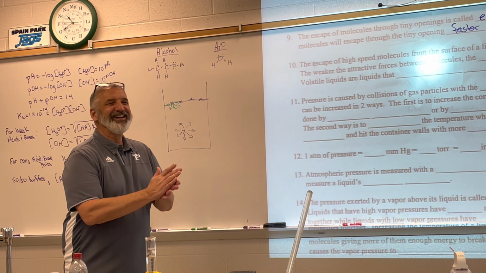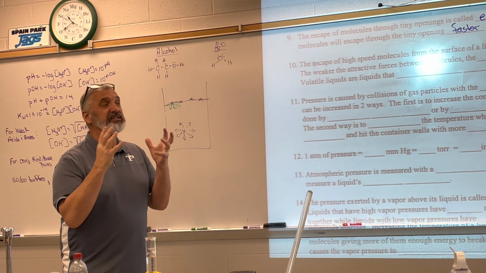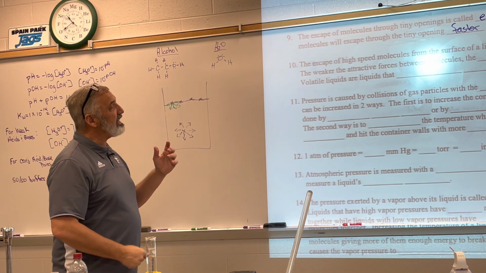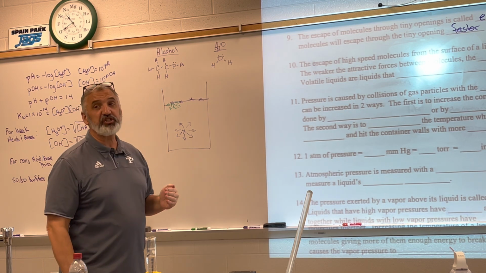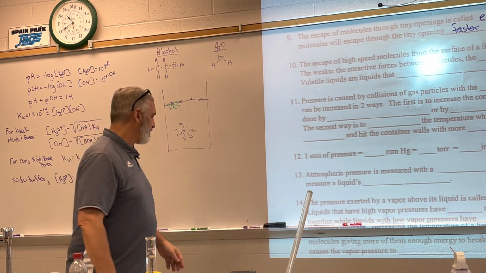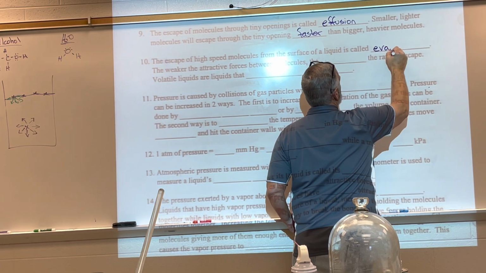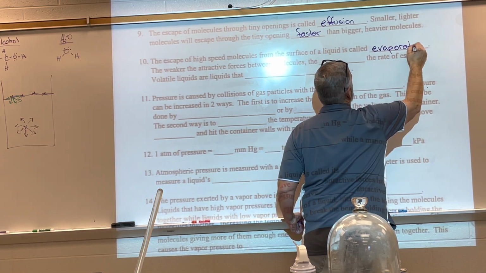Okay, here we go. Now this is going back to basics, but this is important here. The escape of high-speed molecules from the surface of a liquid. Very good, evaporation.